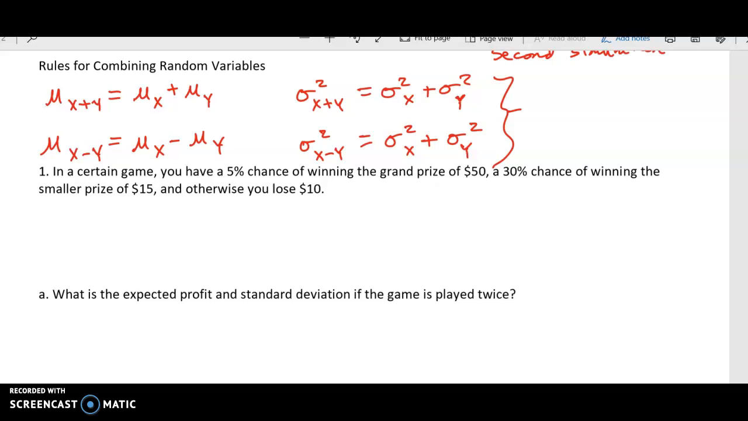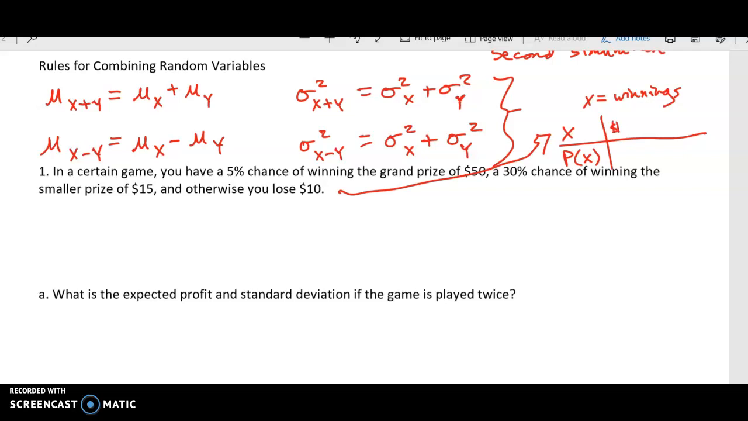So in a certain game you've got a 5% chance of winning the grand prize of $50 and a 30% chance of winning the smaller prize of $15. And if it's not one of those two, then you're going to lose. So I would say let's set up a probability distribution. If X is winnings, you've got X and P of X, the probability that X happens.